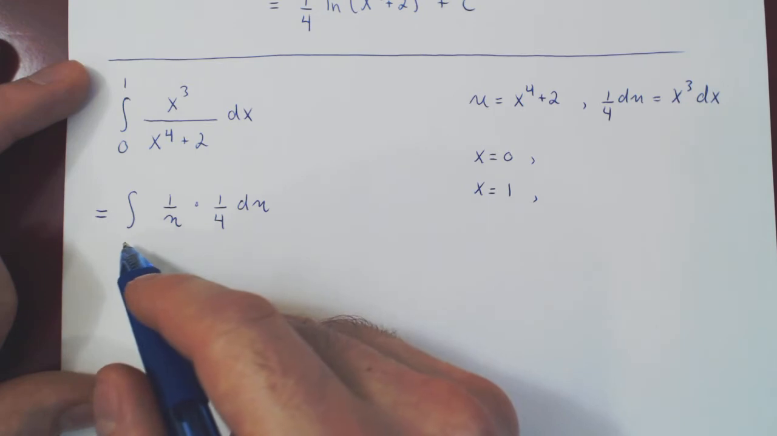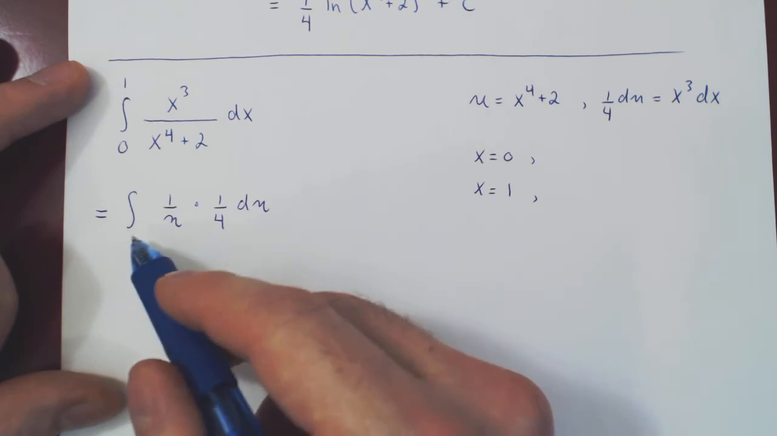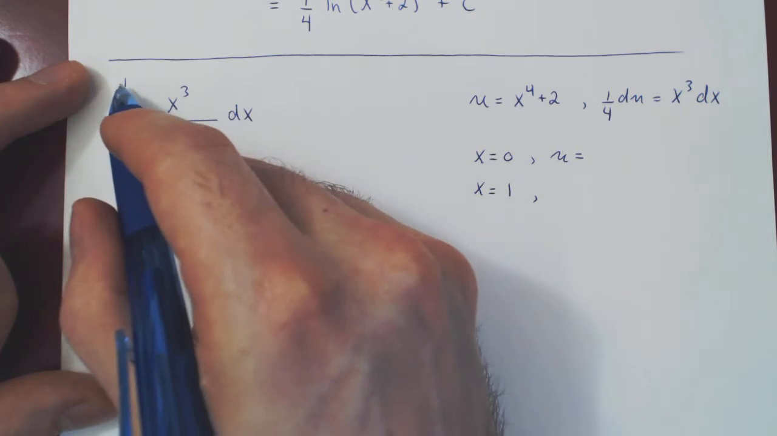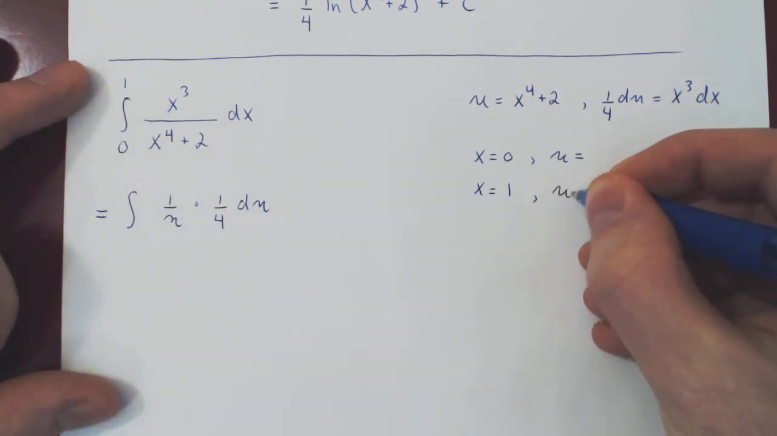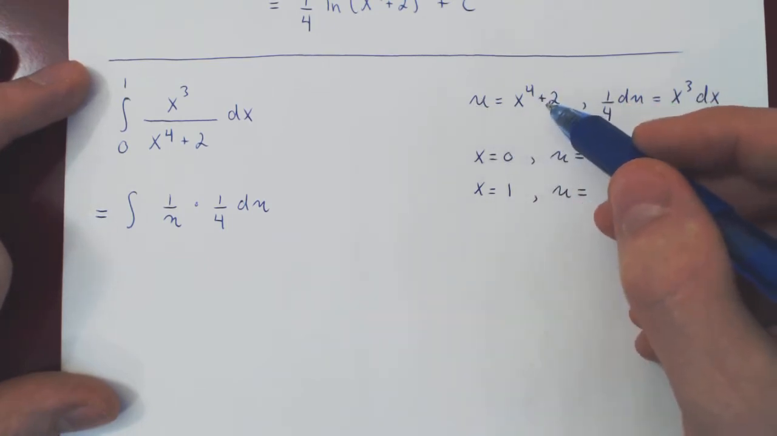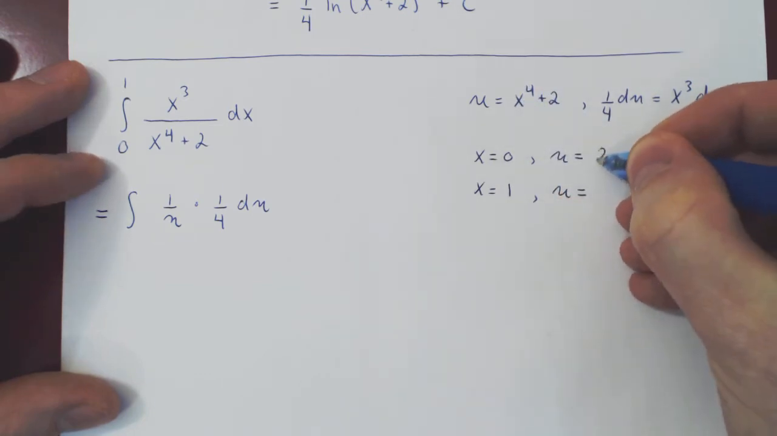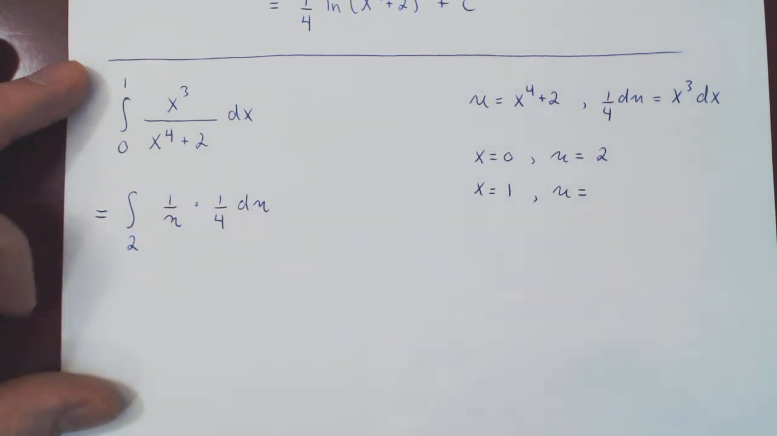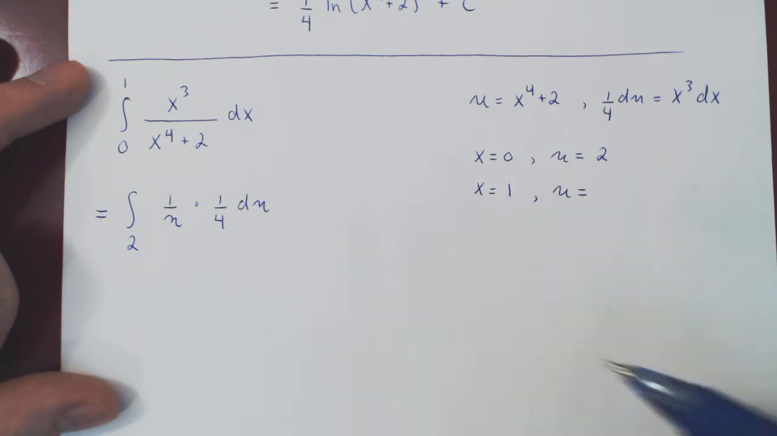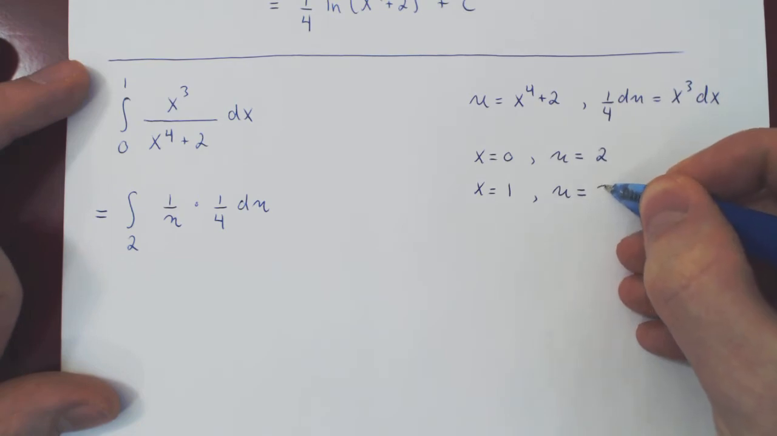This is now saying u equals something else. So we're asking when x is 0, what is u equal to? And we're asking when x is equal to 1, what is u equal to? To find the new bounds of integration, well, this is quite easy, right? U is x to the 4 plus 2 for any x. So if x is 0, this goes away, and now u is simply 2. When x is 0, u is 2. When x is 1, well, u is 1 to the 4, which is 1, plus 2, 3.